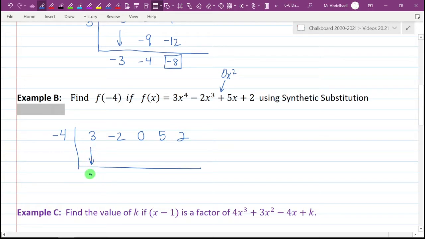So you drop this 3. Negative 4 times 3 is negative 12. This is negative 14 when you add these. When you multiply 14 times 4, you get 40 plus 16 is 56, both negative. This becomes 0 plus 56, which is going to be 56. Negative 4 times 56, so 200 plus 24, negative 224.